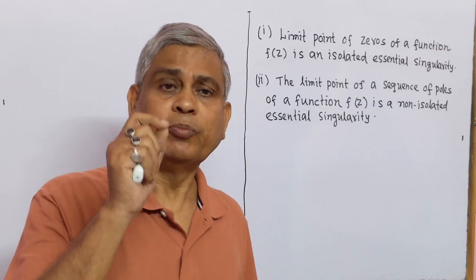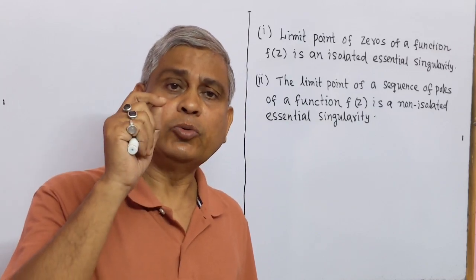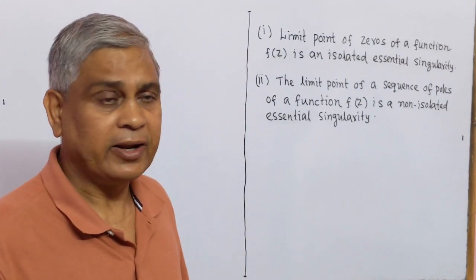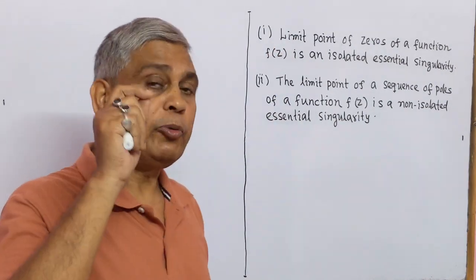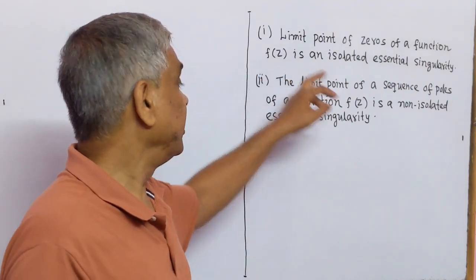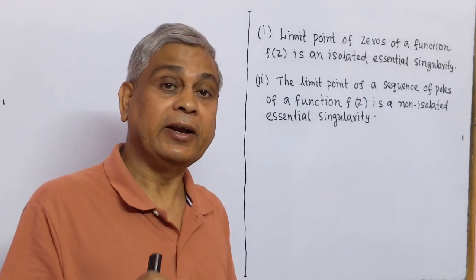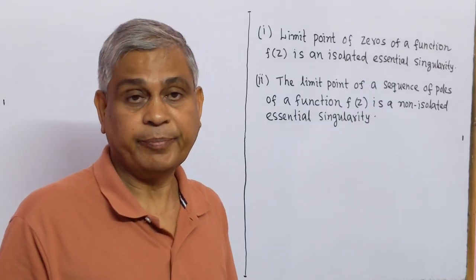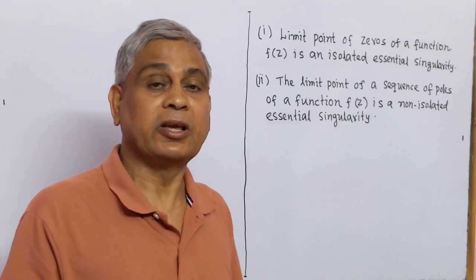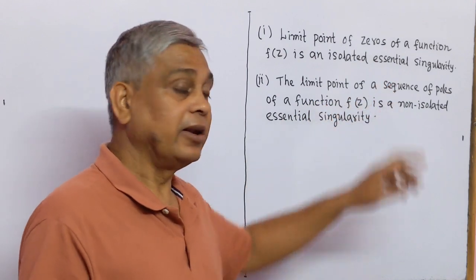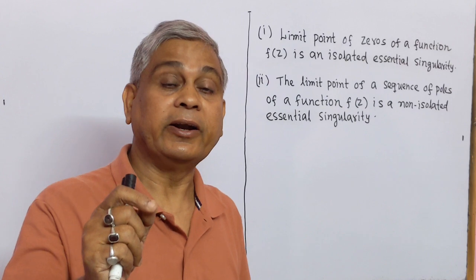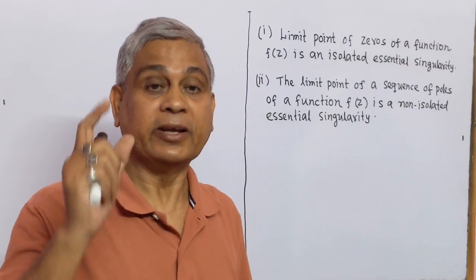Before solving problems, we have to remember two important statements. Number one, limit point of zeros of a function is an isolated essential singularity. Number two, limit point of sequence of poles of a function is a non-isolated essential singularity.